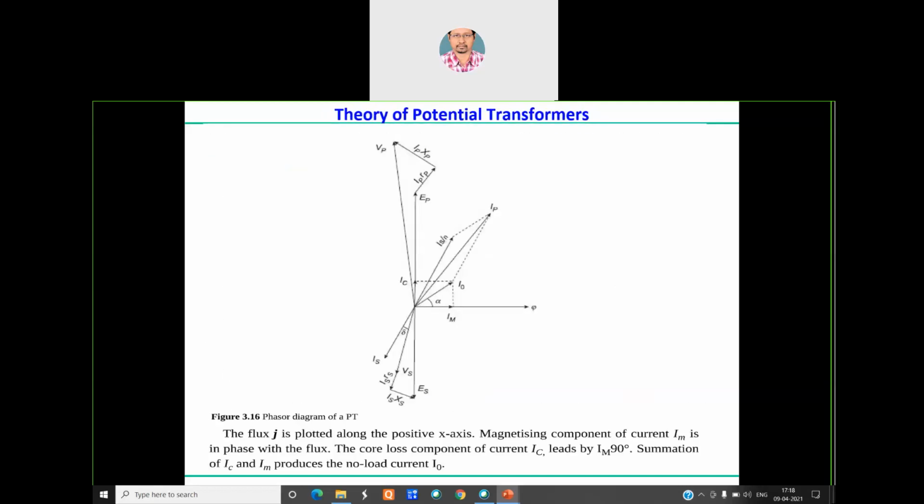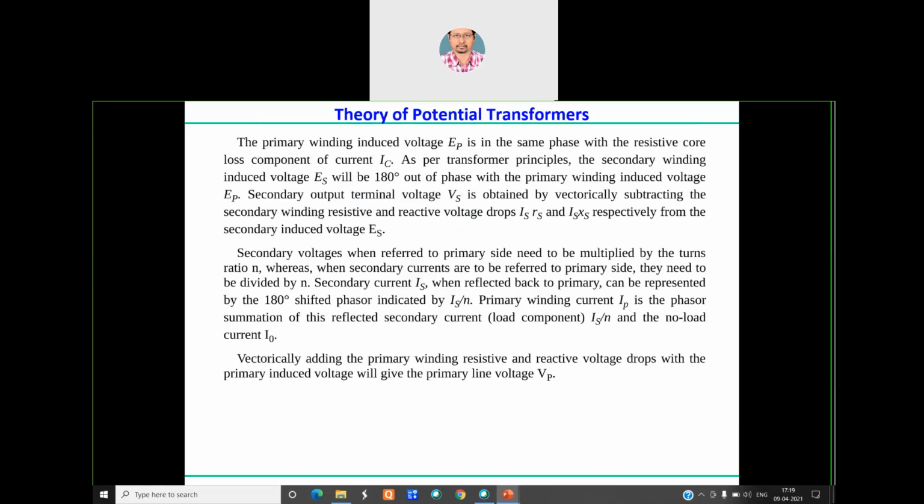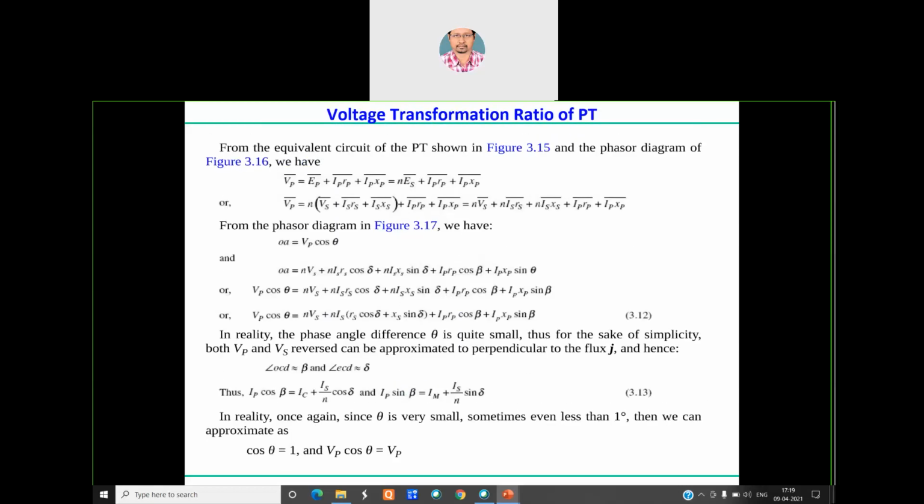Now, what is beta and delta? As we have told you in the nomenclature, delta is the phase angle between the secondary winding voltage and the secondary winding current. Beta is the phase angle between the primary load current and the secondary terminal voltage, and alpha is the phase angle between the no load current and the flux. The standard nomenclatures and symbols are exactly the same representation as we discussed in the current transformer.